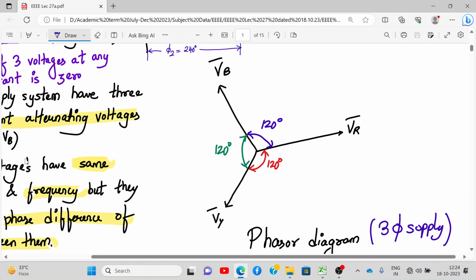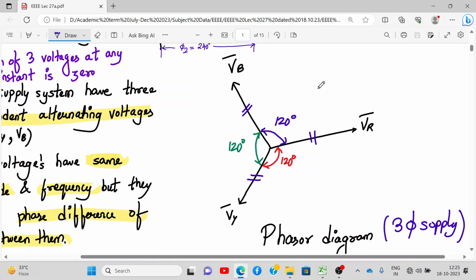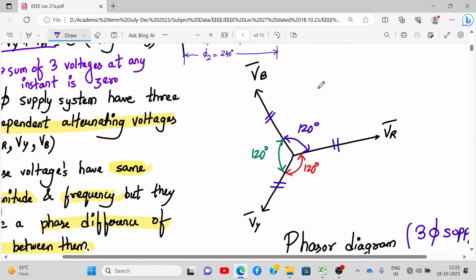Magnitude wise, length wise, they are all the same. Meaning this is the same as this, is the same as this, magnitude wise, but the phase difference is 120 degrees. Why have I drawn a bar? Because it has magnitude and phase. That's why I've drawn a bar vector. Okay, completed the phasor diagram.